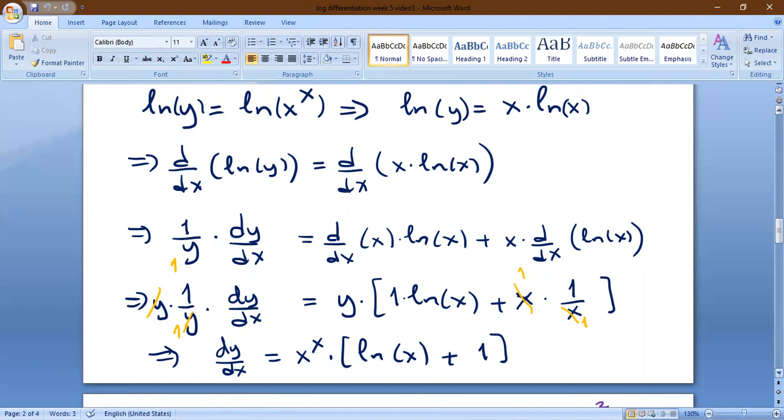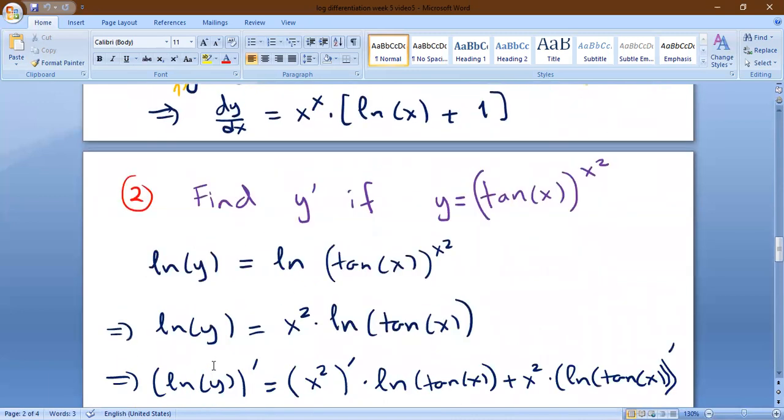But on the left-hand side, we have a 1 over y, and we just want y prime. To get rid of that 1 over y term, we multiply both sides by y. So y times 1 over y on the left-hand side simplifies to y prime. On the right-hand side, we have a multiplication by y again. Then we write y back, which is x to the x. And the final equation is the derivative we are looking for.